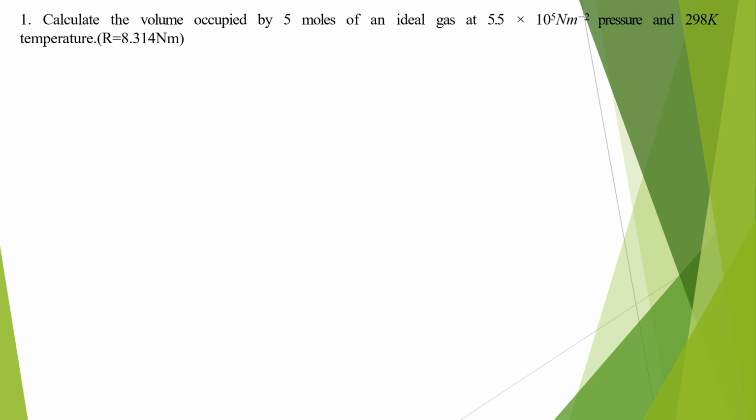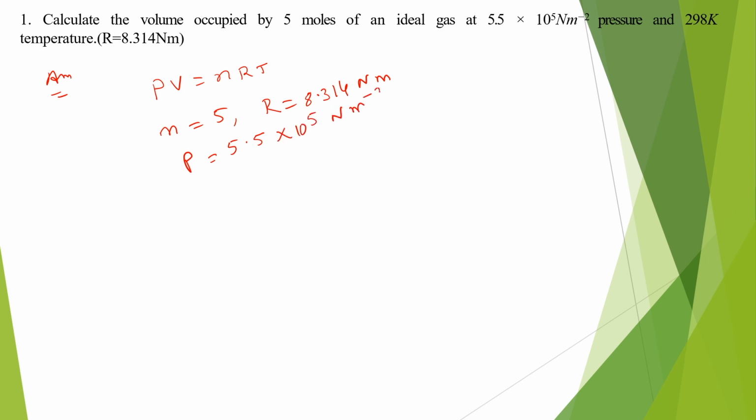The value of R is given. It is given in Newton meter or in joule unit. So, the solution is extremely straightforward. Okay, so, we know for ideal gas PV is nRT. Here n is 5 and value of R is 8.314 in Newton meter unit, and pressure P is 5.5 times 10 to the 5 Newton meter to the minus 2.